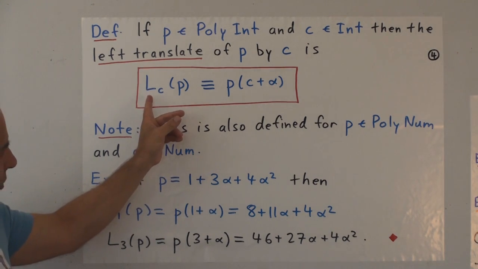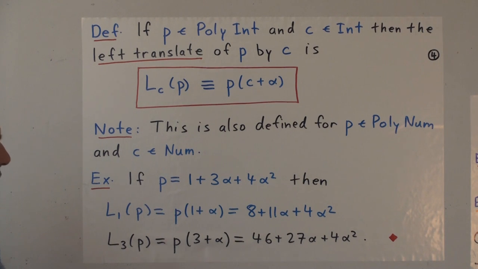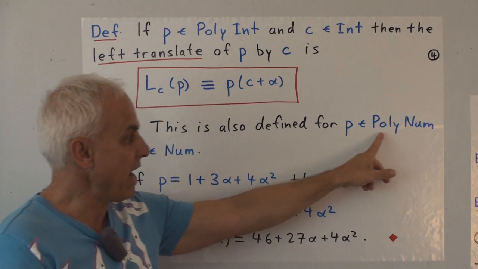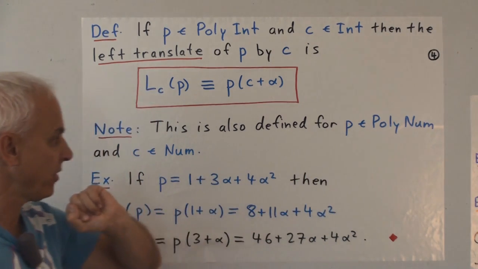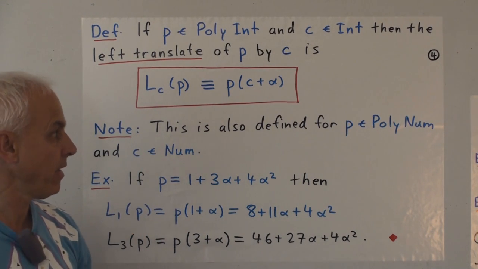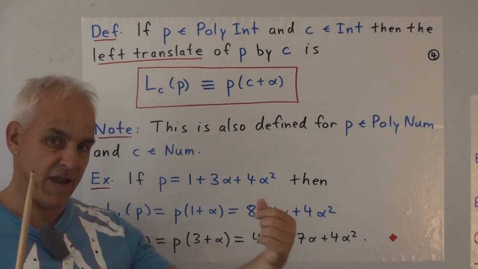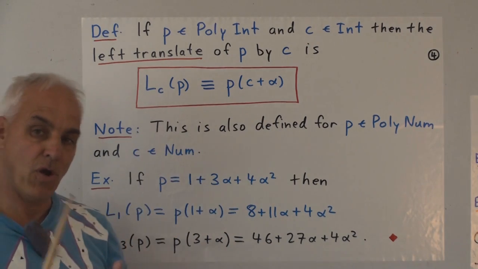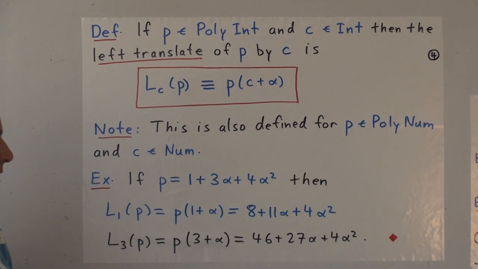Note that there's only plus signs here, so that in particular this is also defined if we had started with p a natural polynumber. In other words, all coefficients natural numbers, and c itself was a natural number. Then all the expressions involving here would just have natural number coefficients, so the sum, the translate, would also be a natural polynumber. So we could have done that.